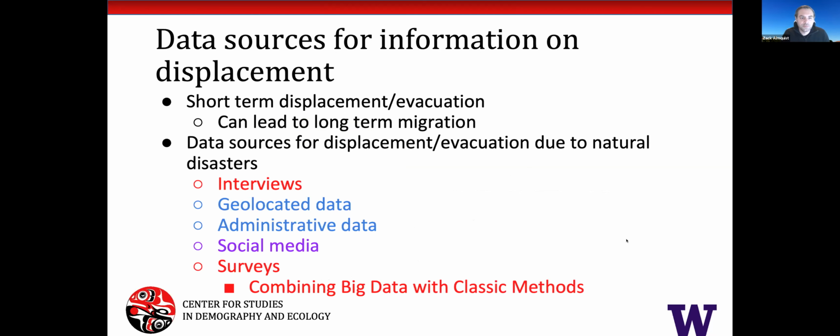So, short-term displacement can, of course, eventually end up being long-term migration. But here we're going to focus on data sources. I'm going to start with sort of classic interviews. Think geolocated data. Classic interviews, and then moving to sort of big data framework. So geolocated data, administrative data, social media, and then combining these with surveys. So taking big data and mangling them with classic methods. And I think this is a very promising area in the future.